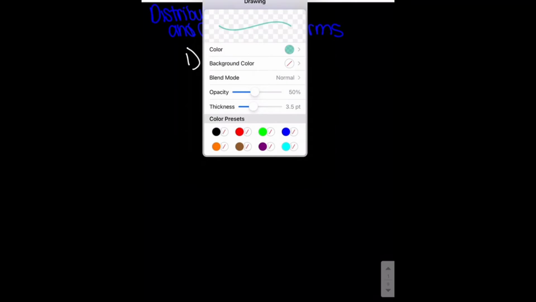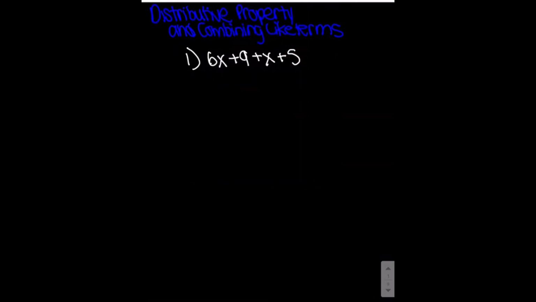Okay, so if I were to give just the expression 6x plus 9 plus x plus 5, right away we can combine. So we're going to be combining our like terms. We have two coefficients. So both of these are using x.